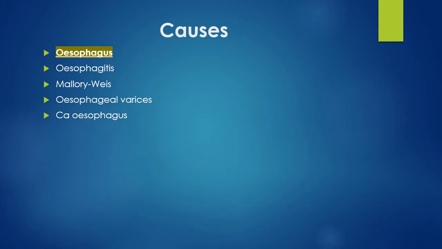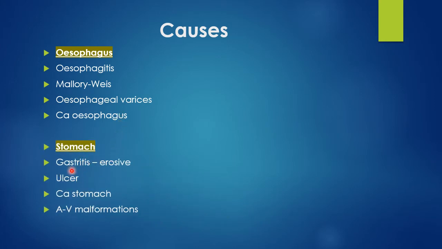What are the causes of this bleeding? From the esophagus, it can be esophagitis, usually due to gastroesophageal reflux, or radiation esophagitis. It can be due to Mallory-Weiss tear of the esophagus due to persistent vomiting. Esophageal varices is another common cause of bleeding from the esophagus. And lastly, carcinoma of the esophagus.